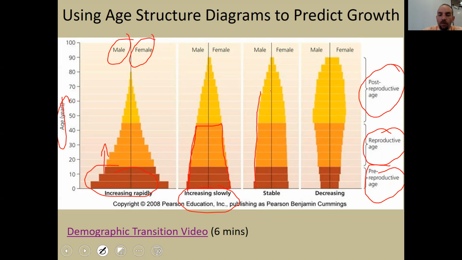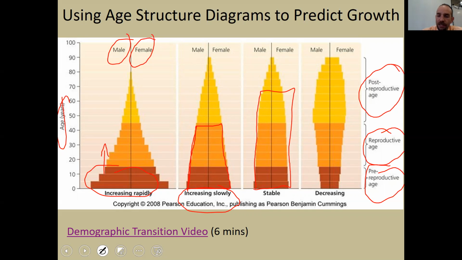Number 3 is stable. We usually consider this to be more like a rectangle, meaning that all the way up to part of the post-reproductive age group is stable with the reproductive and pre-reproductive. This would be a TFR around 2, meaning replacement, right?